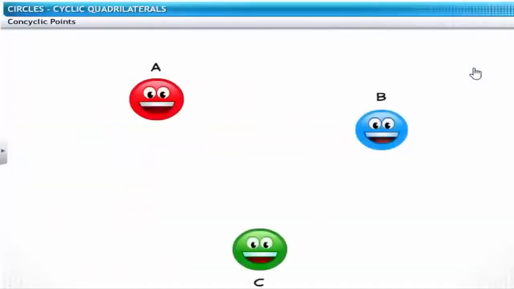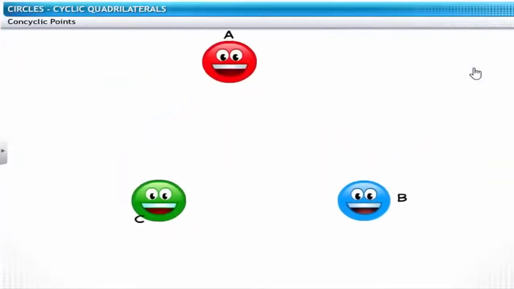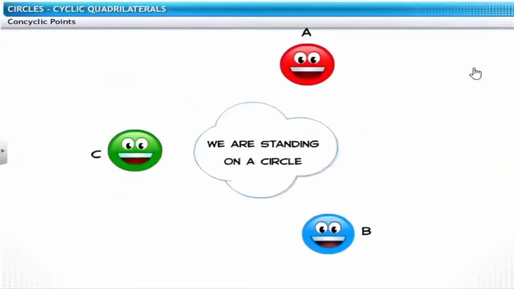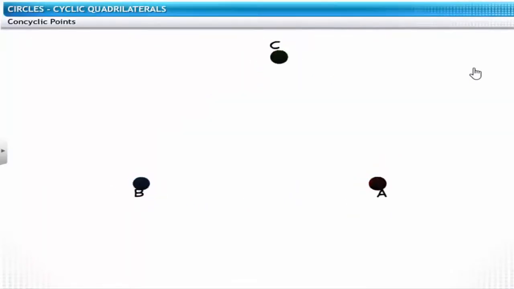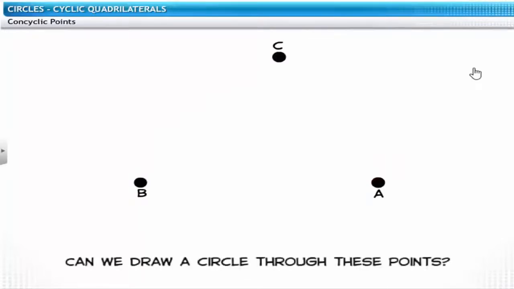Here we have three friends, A, B and C. Wherever they stand, they say that they are standing on a circle. Is this true? Let us freeze them in this position and find out. We will know they are telling the truth if we can draw a circle passing through the positions of A, B and C.